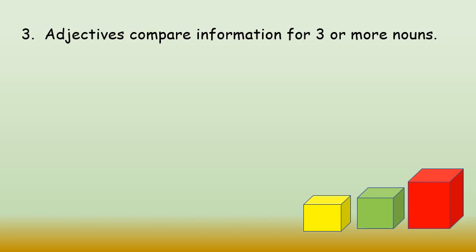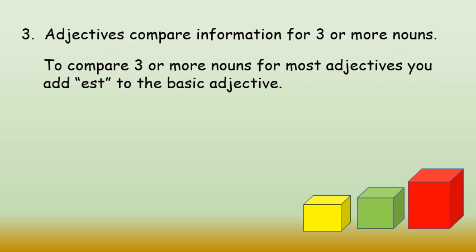The number three type of adjectives are adjectives that compare information for three or more nouns. To compare three or more nouns, for most adjectives, you add est to the basic adjective. The red box is large. To compare it to the yellow and the green box, we add est. The red box is largest.